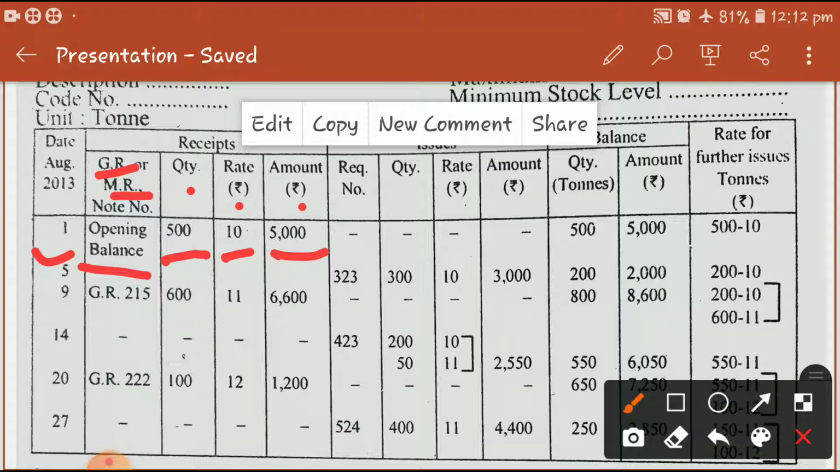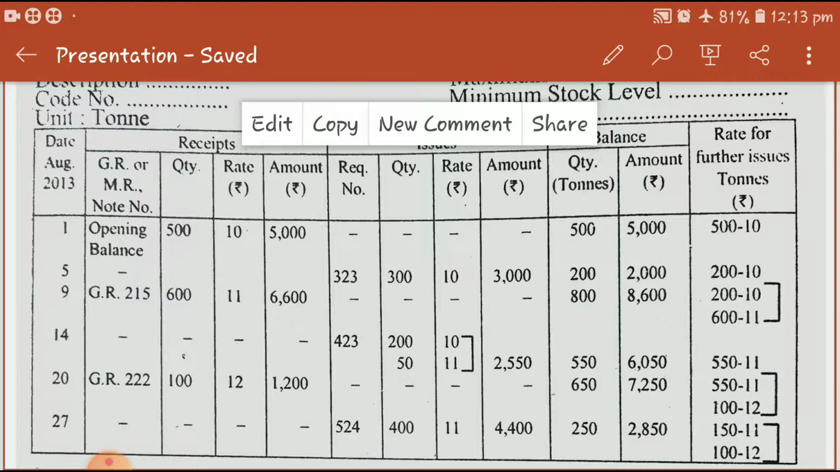Now you have to maintain balance on every date. On 1st of August we have only the opening balance of 500, amount is 5000. Now if we are issuing units from this balance, what will be the rate for issue? 10 rupees, because we have only one type of quantity in our stock and it is of 10 rupees per ton. So if you are issuing material after this date, it should be from this stock of 10 rupees.